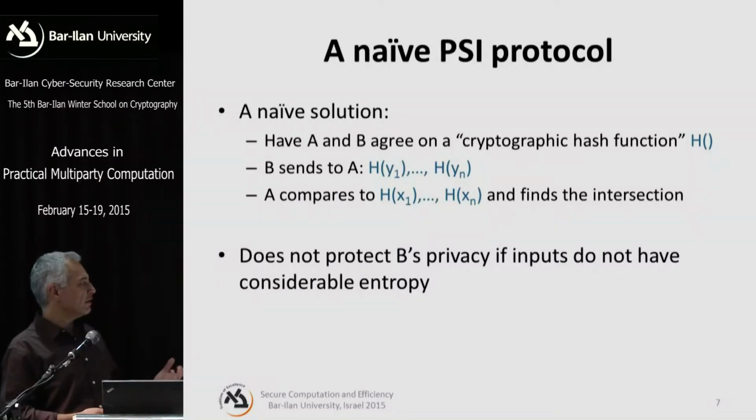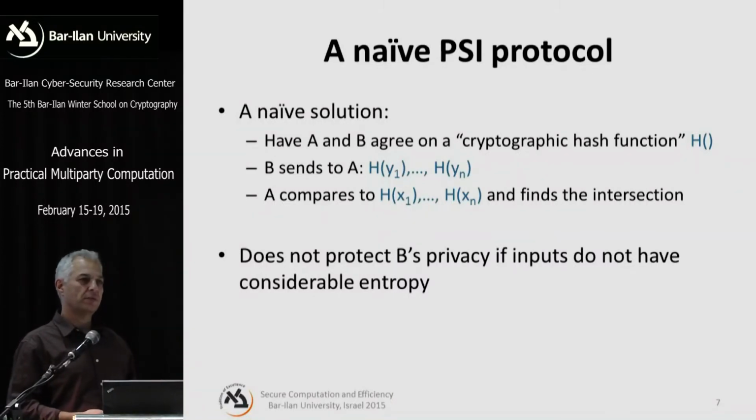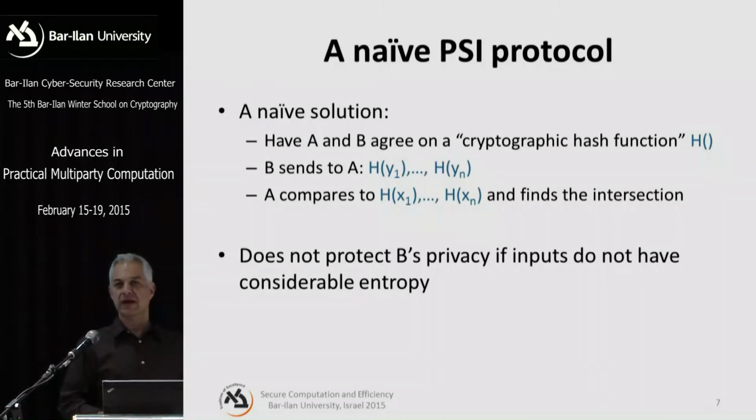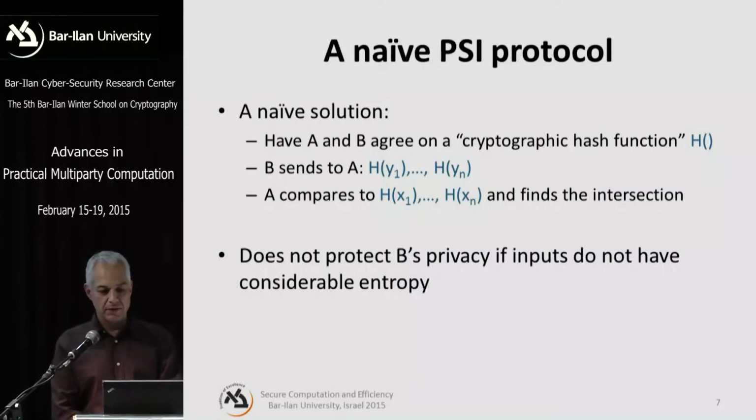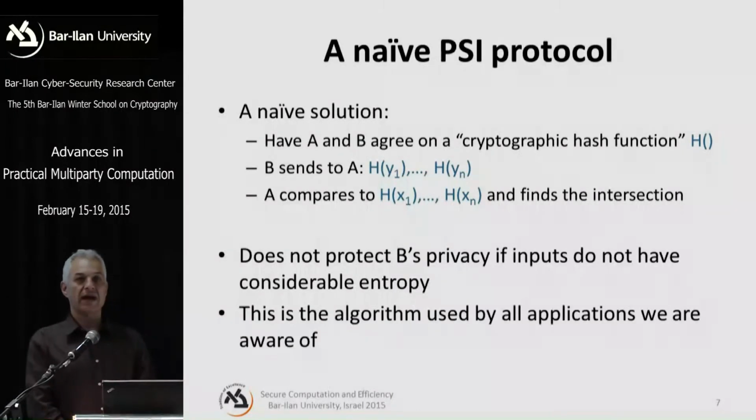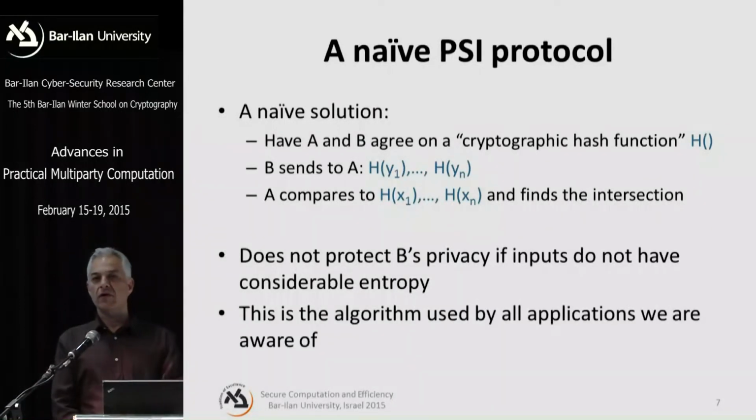And this is true wherever the inputs come from a domain which doesn't have enough entropy. It could be names of people, email addresses, credit card numbers, IP addresses. In all of these cases, this attack is very simple. However, this is the algorithm that is used by all the companies I mentioned.